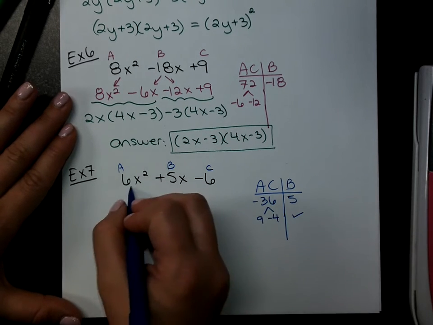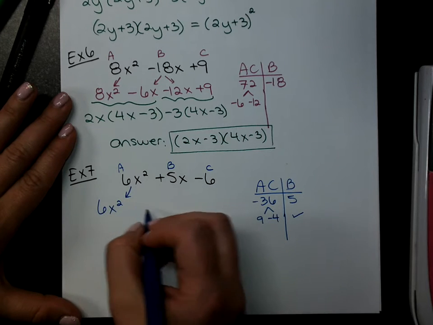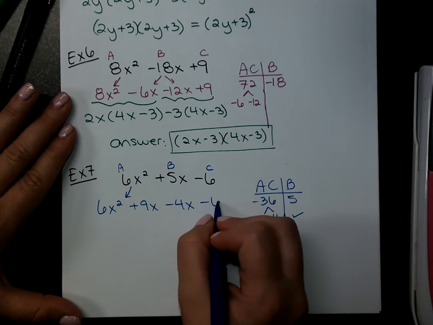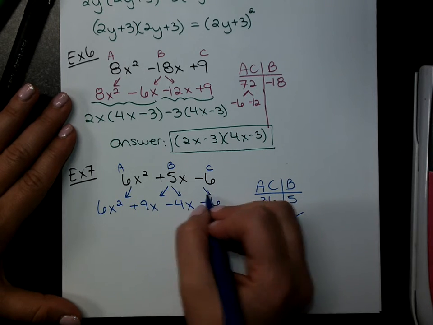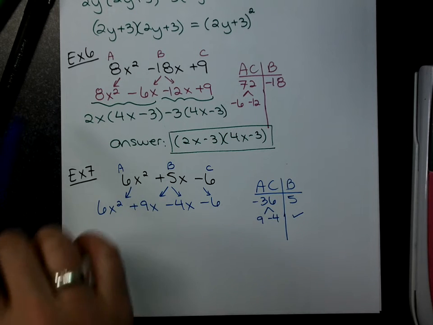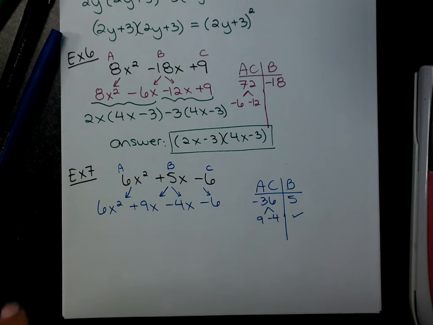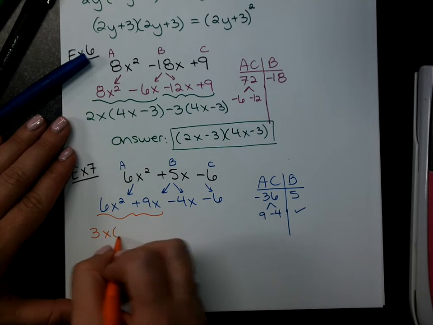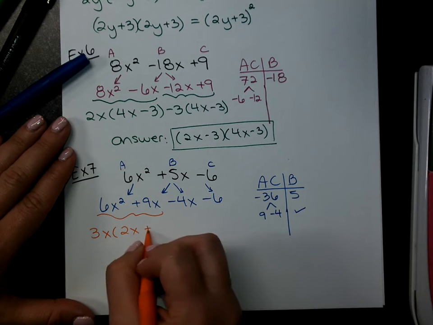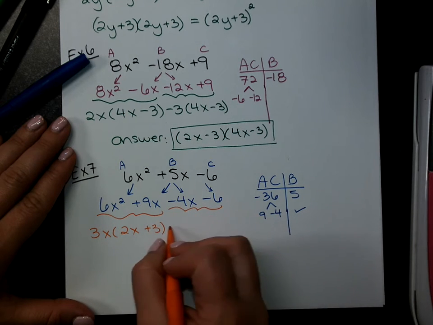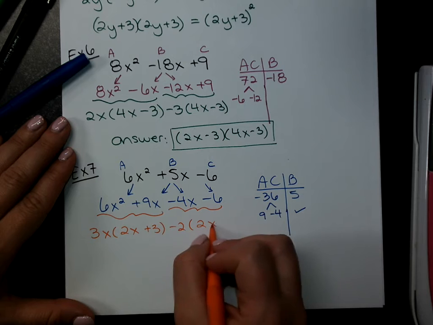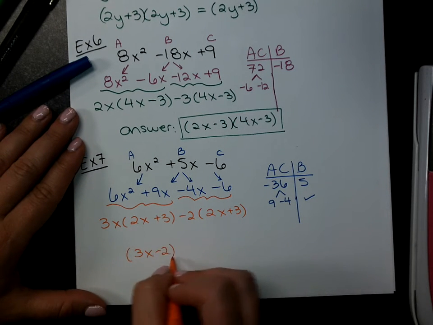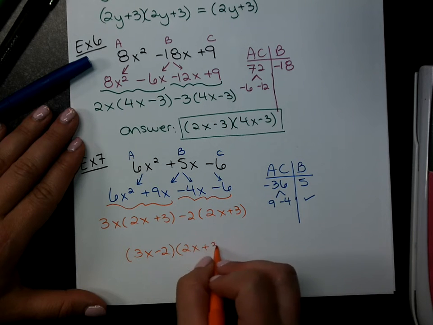Should do the trick. So we have 6x squared plus 9x minus 4x minus 6. So we're splitting the middle term, leaving that one the same. Then we'll group. It's a 3x. That leaves 2x plus 3. From here, we'll take out a negative 2. That should also leave 2x plus 3. So my final answer should be 3x minus 2 and 2x plus 3.